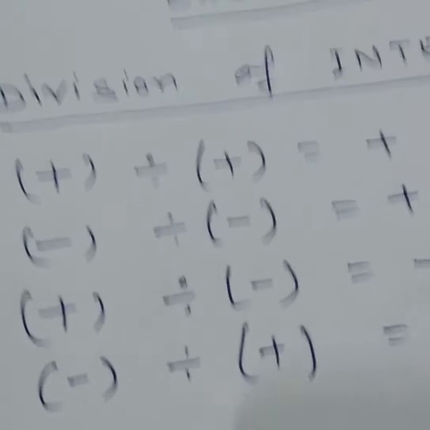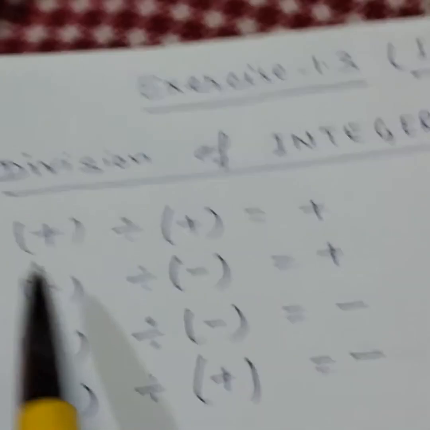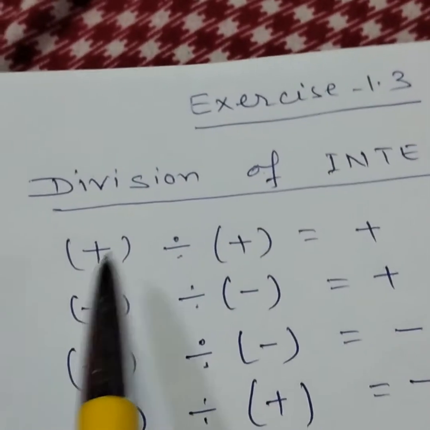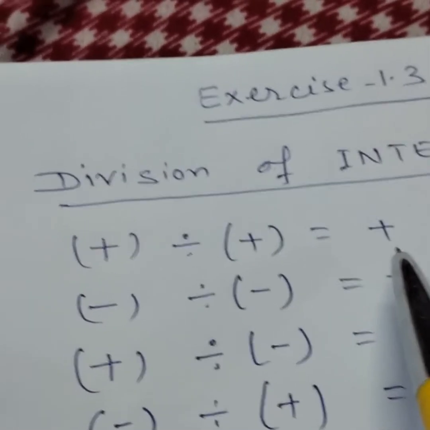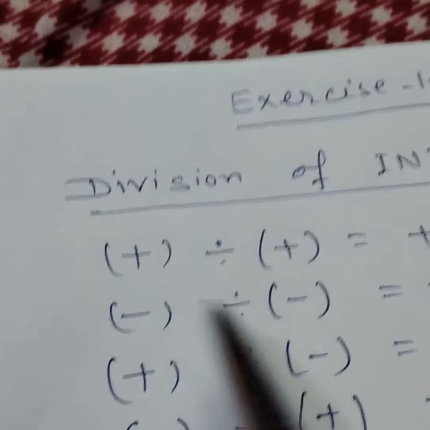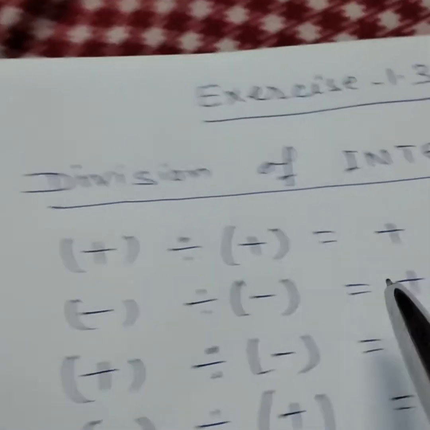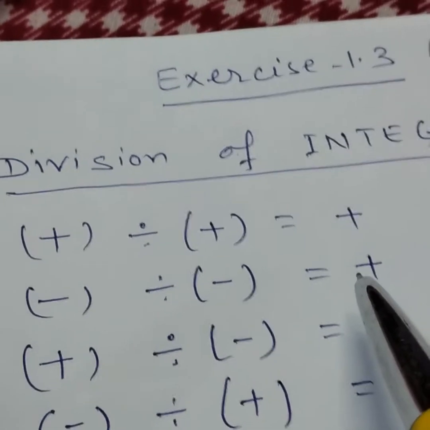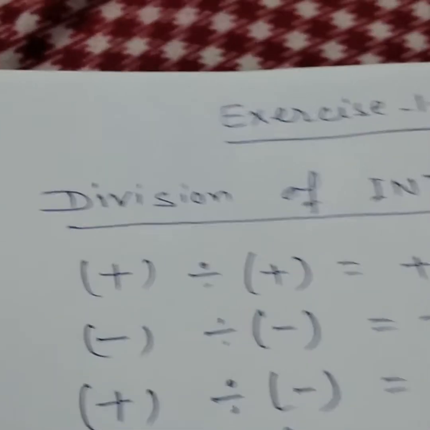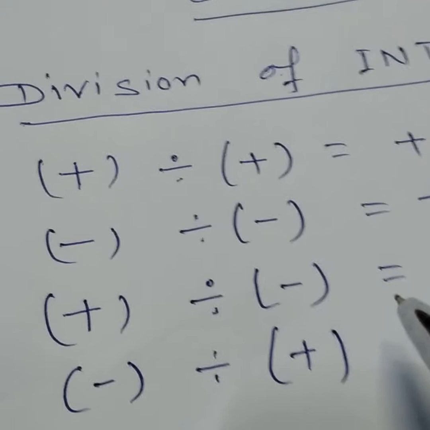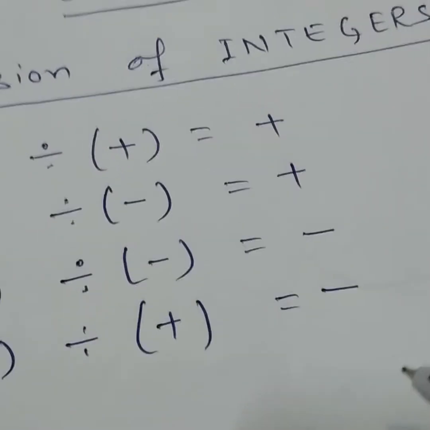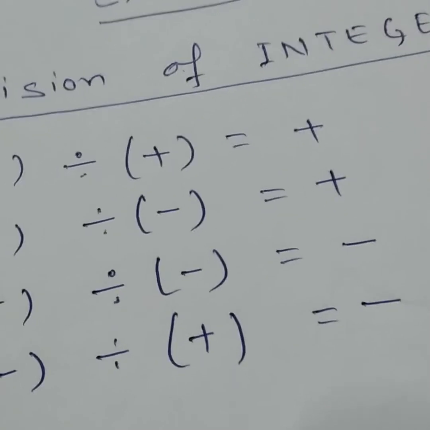Now children, in integers, if we divide plus divided by plus, then the result will be plus. Minus divided by minus, the result will also be plus. Plus divided by minus, it will come minus, and minus divided by plus, it will come minus, children.